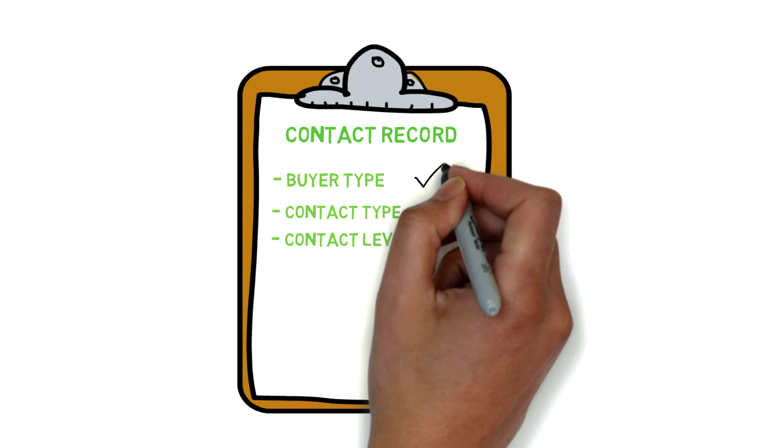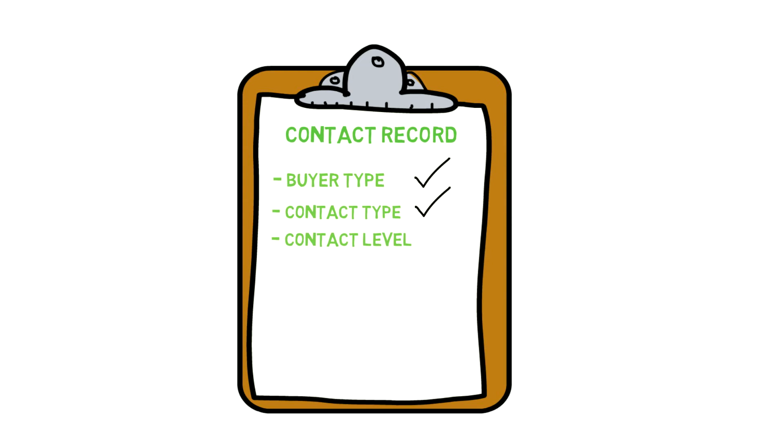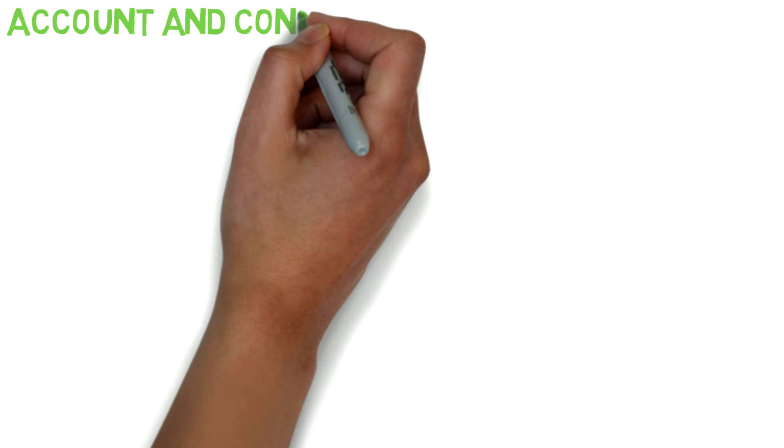contact. We've already covered buyer type and contact level. We'll touch on several other key pieces of information shortly. But first, let's spend a moment discussing account and contact relationships.